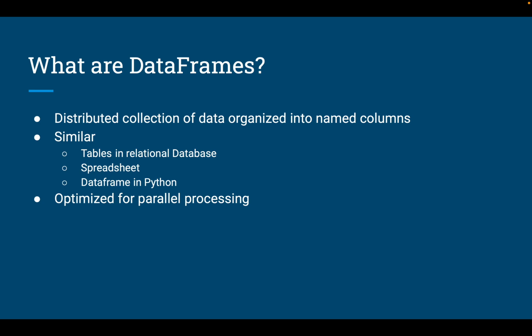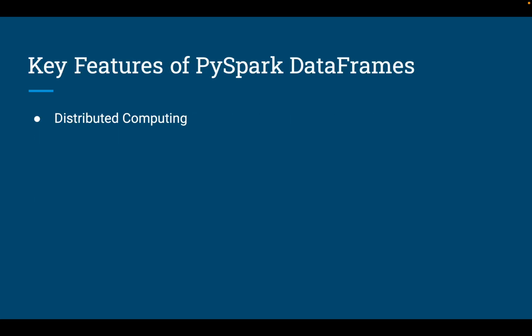Okay, so this is optimized for parallel processing. A DataFrame has rows and columns. That's why we said it is similar to relational databases. So key features are distributed computing, and it has a schema. Rows and columns will be there, and it's immutable. We have discussed this multiple times, which means that whenever we create a new DataFrame, the old one will remain the same.